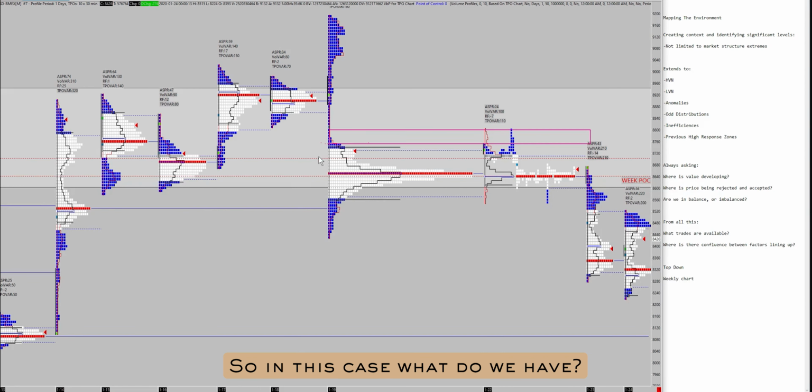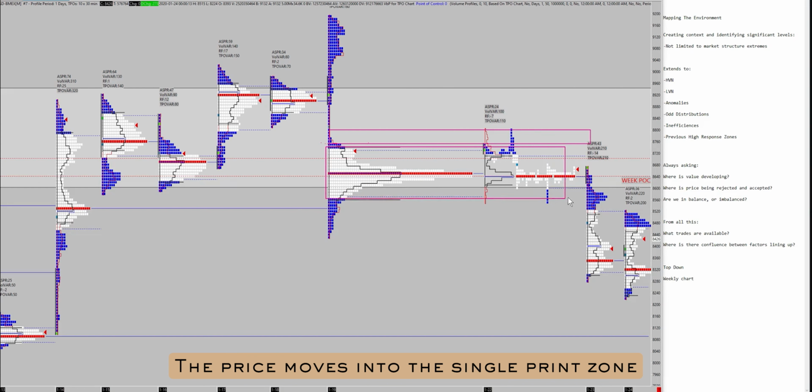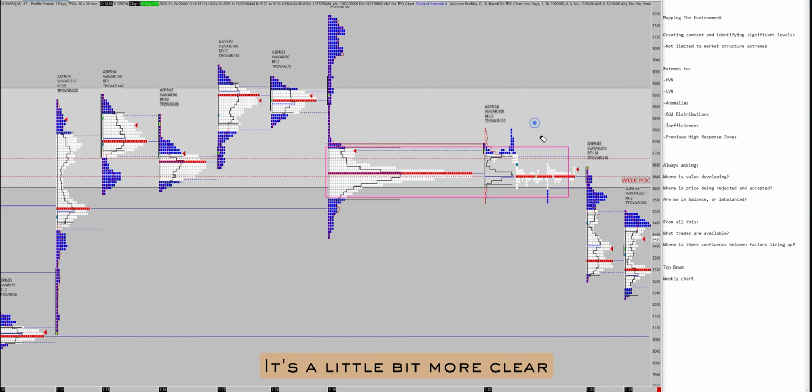So in this case, what do we have? Price moves into the single print zone. There's no sign of acceptance whatsoever. It's a little bit more clear now when you look at the volume profile. No volume transacted really whatsoever over there. There's a little bit of excess in terms of volume. And what do we do? We fall back within what was our developing value level and we cover from the high to the low. So this is a case of one of those opportunities setting up where when you gain acceptance outside of value and return to a previous balance level, you move from one extreme to the other.